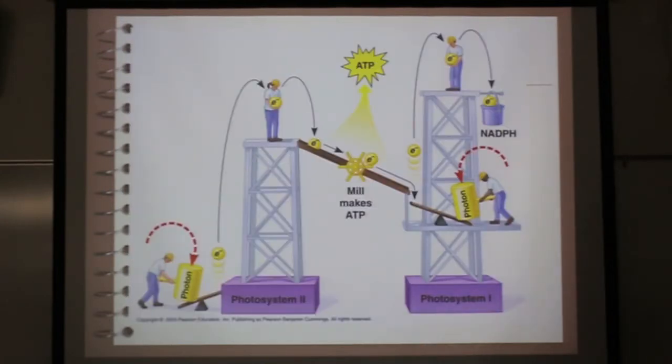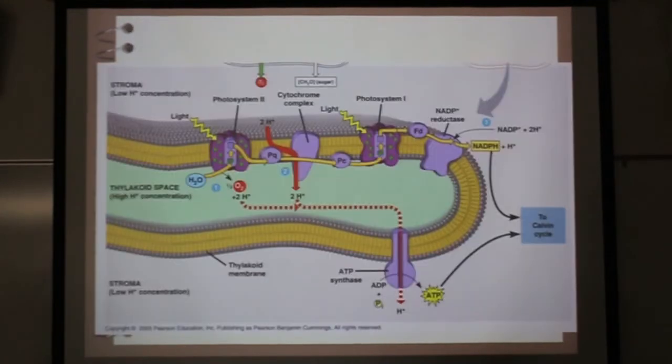Okay, here's another way to show you, they have these different kinds of pictures. In this case, here's a guy hitting this lever here, and that's the photon, that's the energy going in, pushing that electron to a high energy state. And then there's a little mill here, and as these electrons drop and go down the stairs, or down this gradient here, that energy is used to produce NADPH. So different ways to show you this same concept.